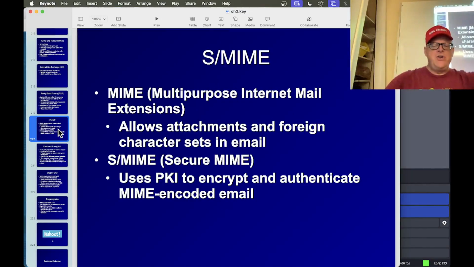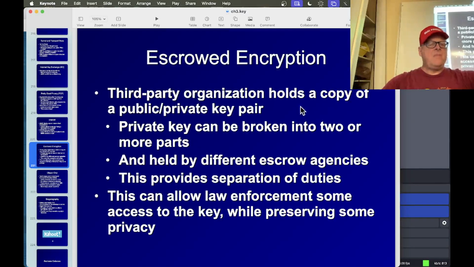S/MIME is used to attach binary files to emails, and there's a secure version. MIME is encrypted. And there's escrowed encryption, where other people have parts of your key so you can reconstruct it.